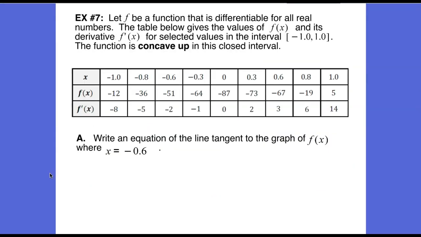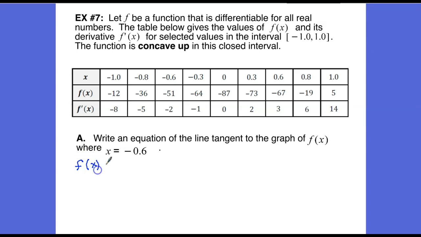In example 7, we're told, let f be a function that is differentiable for all real numbers. The table below gives the values of f of x and its derivative f prime of x for selected values in the interval from negative 1.0 to 1.0. The function is concave up in this closed interval. In part A, write an equation of the line tangent to the graph of f of x where x equals negative 0.7. So we'll begin by writing our approximation.